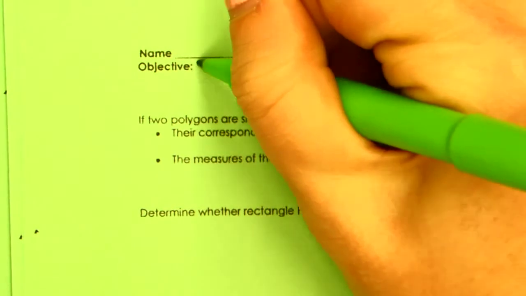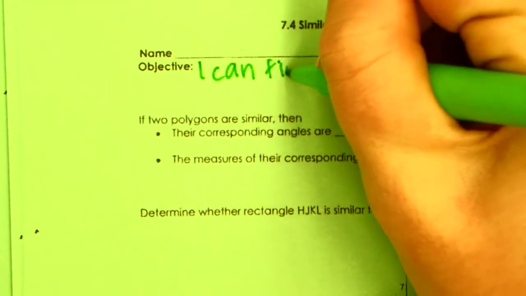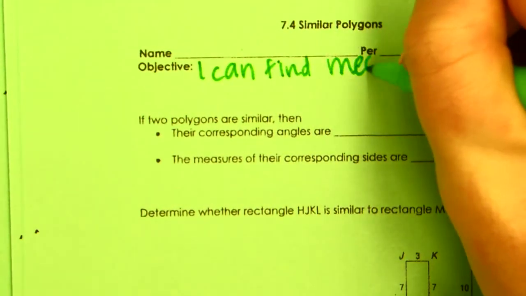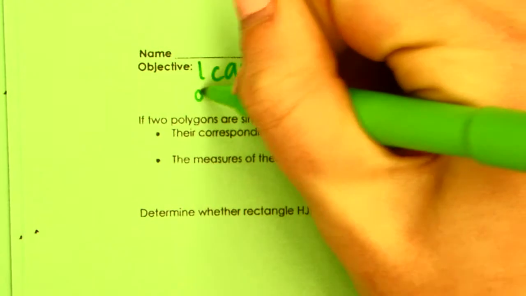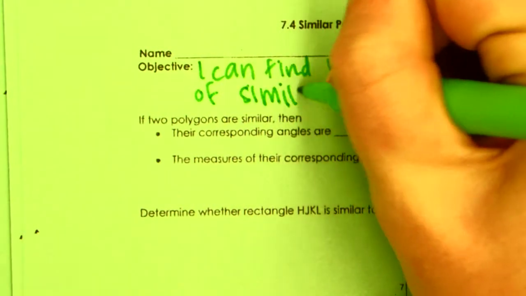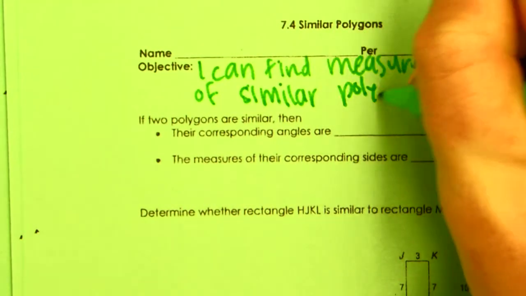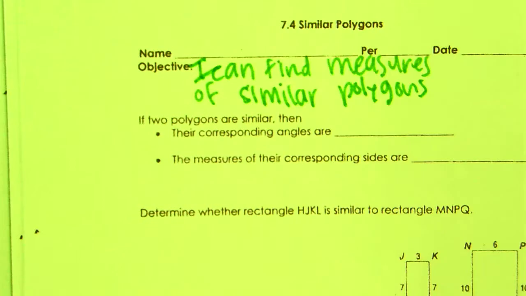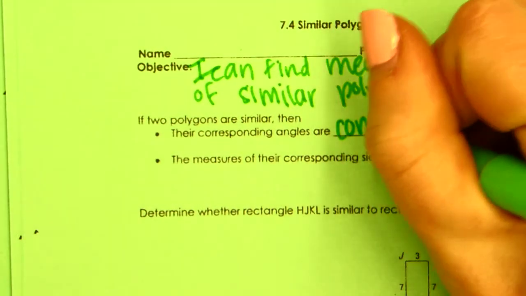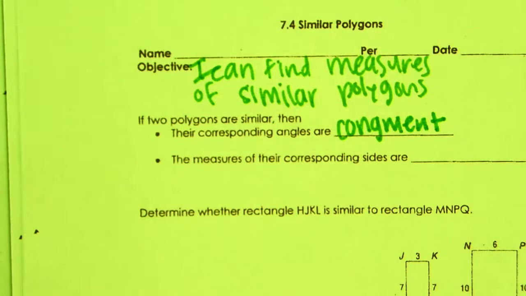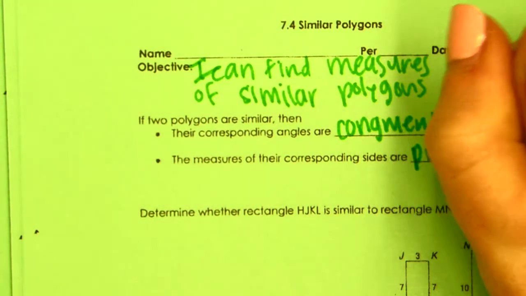7.4, I can find measures of similar polygons. And it says if two polygons are similar, then their corresponding angles are congruent. So the angles will be the same on similar polygons, and their corresponding sides are proportional.